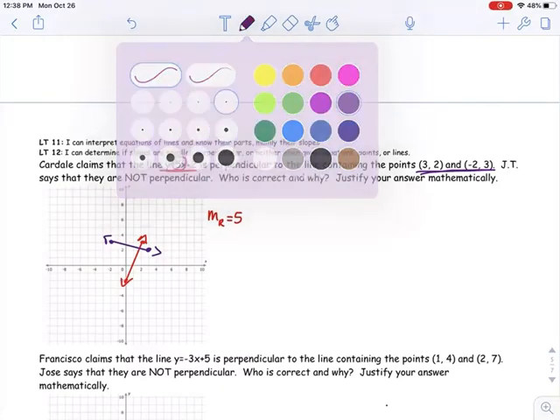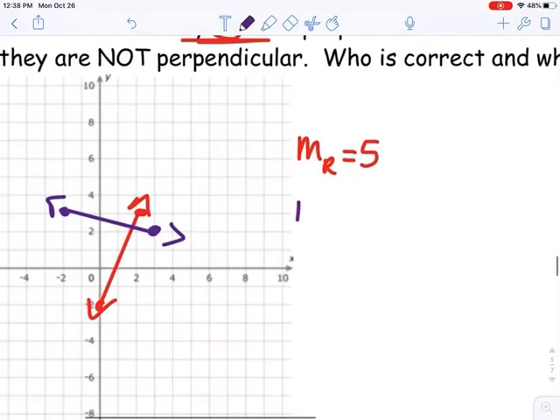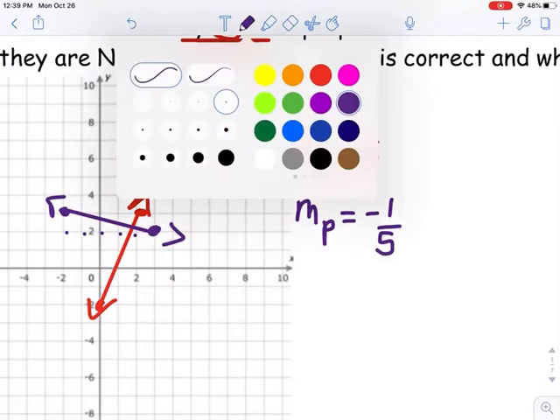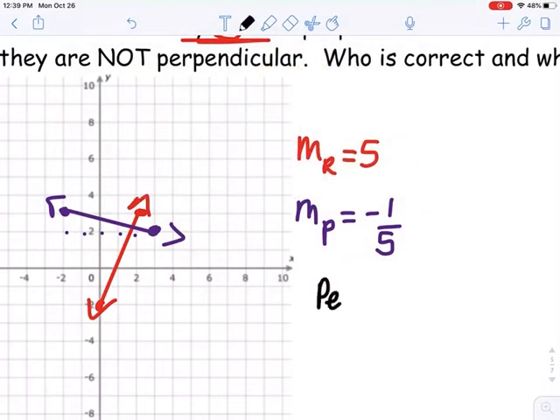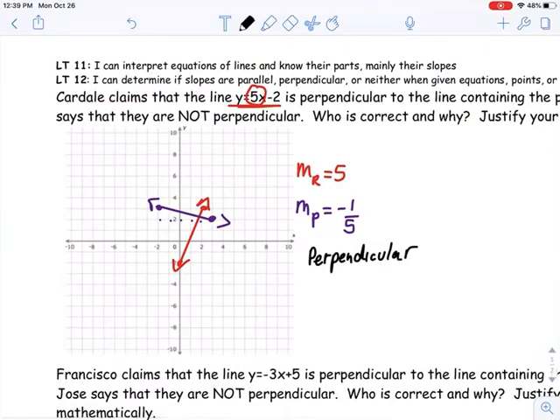Now, after graphing it, I can count and say, well, I went down 1, 2, 3, 4, 5. I went down 1 over 5. So I can tell that the lines are in fact perpendicular based off of graphing it and looking at the slopes. All right, so Cardale was right.